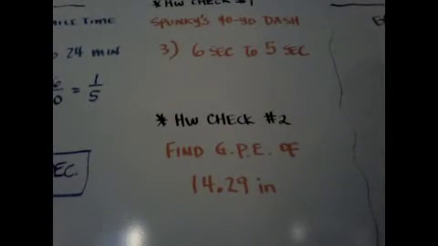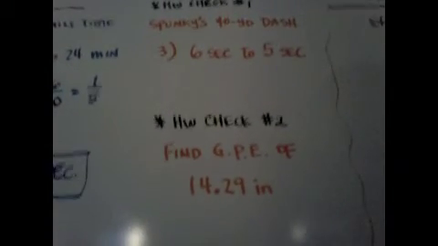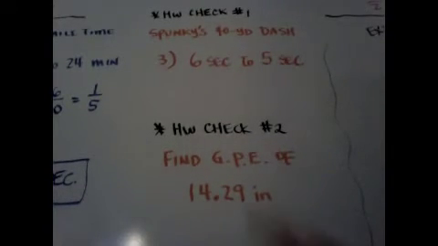Okay? Homework check number 2 is pretty simple. I want you to find the greatest possible error, which is the GPE, of 14.29 inches. Again, I want you to have both of these done before you come into class, and I will be checking it. That'll be your homework check. 2 simple problems, and then we'll do 3.7 in class. If you want to get a head start, you can look at the agenda. The problems are on the agenda.